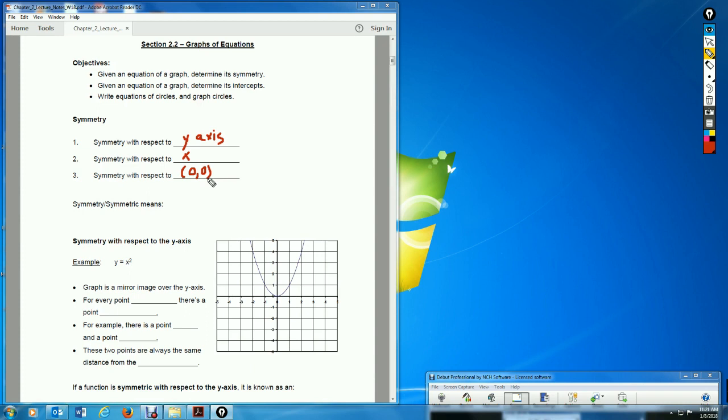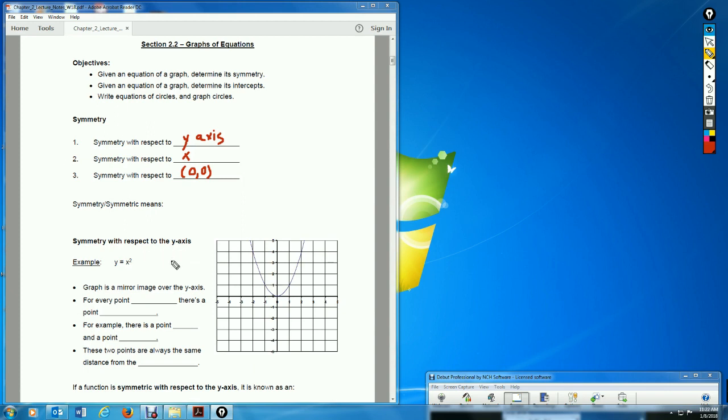Okay, and I think everyone knows intuitively what symmetry or being symmetric means. It means that something, in this case a graph, is the same on both sides, or that one side is a mirror image of the other. So basically these three types of symmetry are different only in where we place the mirror to create the symmetry. So let's start with symmetry with respect to the y-axis.